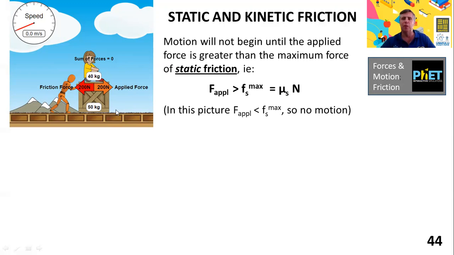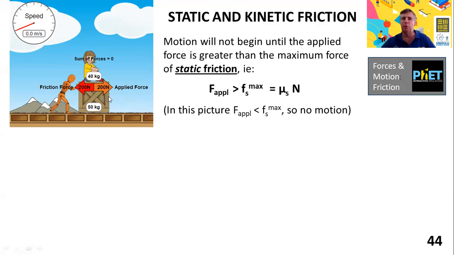N is the normal force that pushes the surfaces together. Obviously, the harder they push together, the greater friction will be. And mu s is simply a constant, the coefficient of friction, which depends on the particular surfaces in contact with each other. If you had two pieces of sandpaper together that were very rough, it would be high. If you had two pieces of glass together that were very smooth, it would be low.